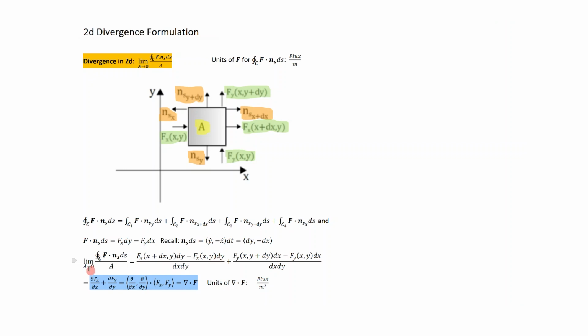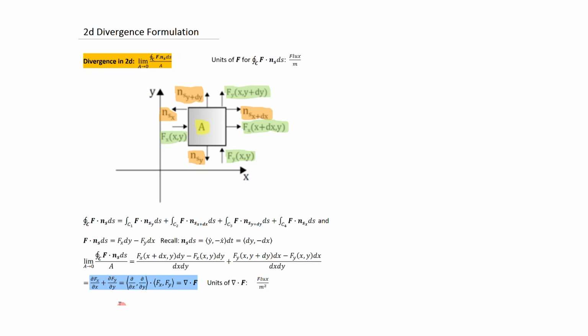So what are we left with here? Basically, in the limit, as the area goes to 0, which in this case will be that the value of dx basically is going to 0, this is nothing more than the partial derivative of fx with respect to x for this term, and partial fy with respect to y for this term. So this is the final expression that we get.